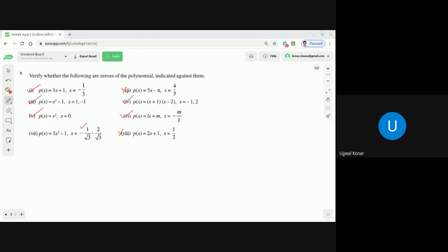Fourth one. Fourth one is correct. Fifth one is correct. Sixth one is correct. Seventh one, seventh one is wrong. And eighth one is correct. Okay, anyway, you'll get marks here, definitely.